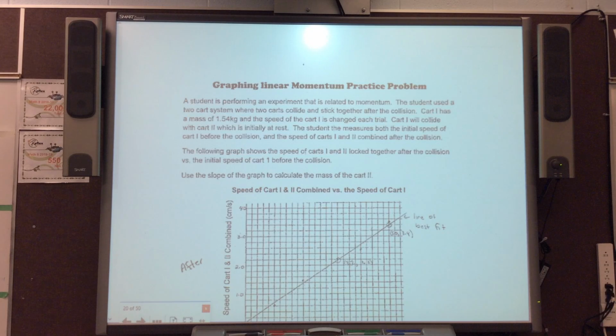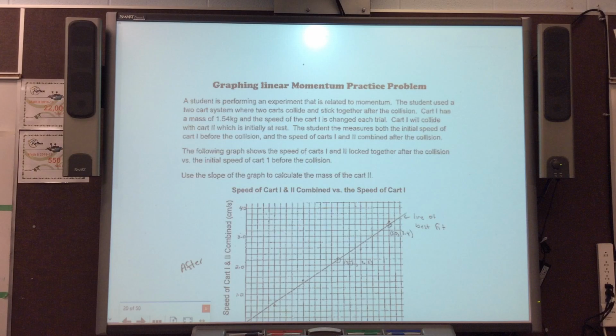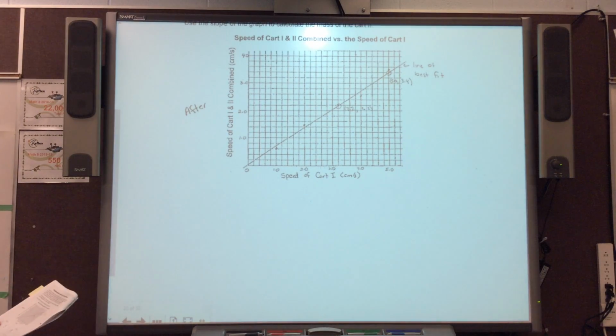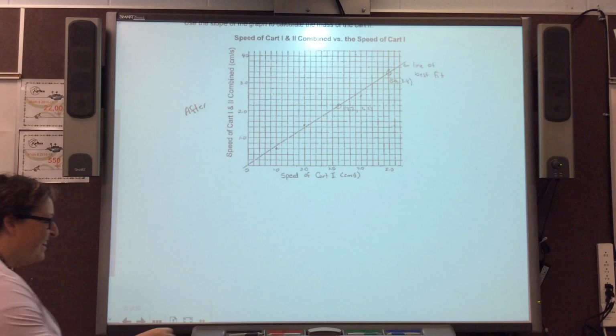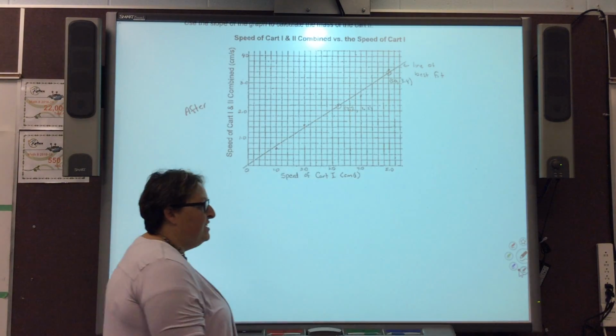So you can see from the graph that it's speed of cart 1 and 2 on the y-axis in centimeters per second, and speed of cart 1 on the x-axis is also in centimeters per second. Okay? So we're going to start at the bottom of this graph, and then we're going to do the whole other page. Just so you're aware, for those of you that get frustrated when we're at the very end of the page. Okay, here we go. So, what's the thing that we do first?